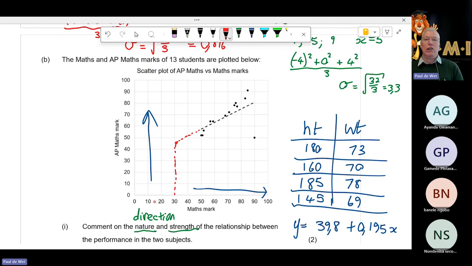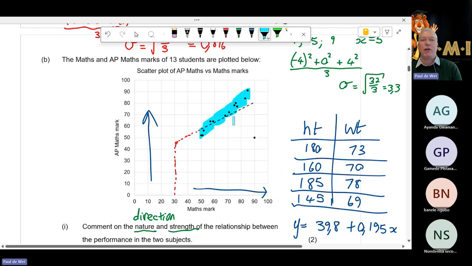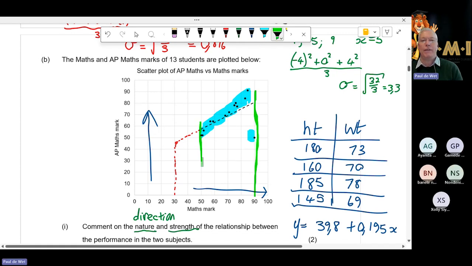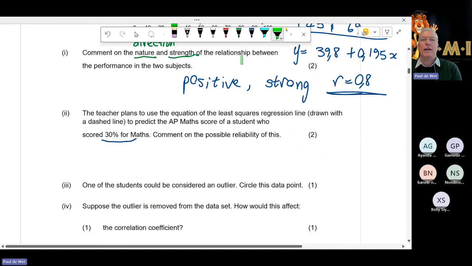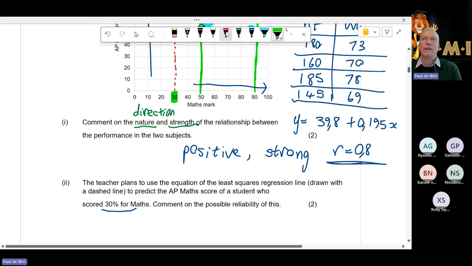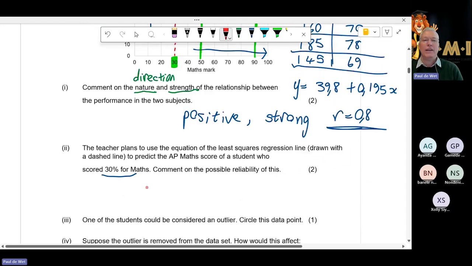Guys, I want you to look where the original data was. These are the original data points, okay? And all of them were between here and here. Now, the teacher is going to use this tool, this line, to approximate for 30. Anybody know? It's probably quite important that we tell you.